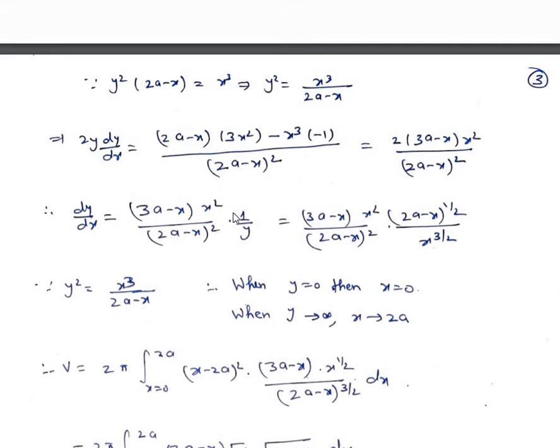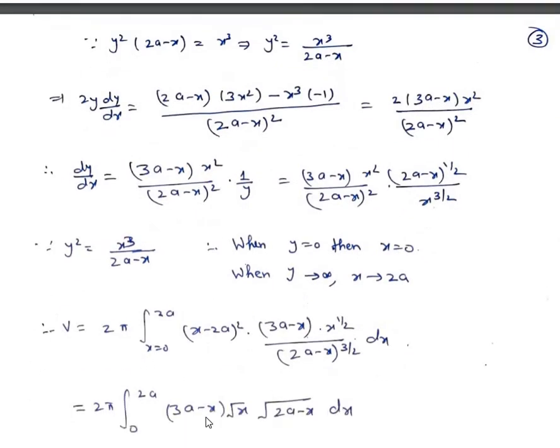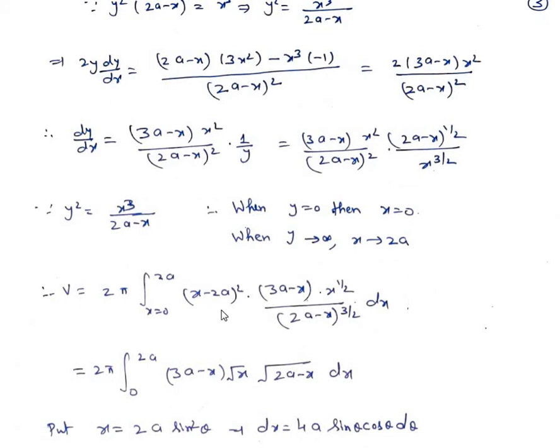So therefore the volume is equal to 2π times the integral from 0 to 2a of (x − 2a)² into dy/dx, which is this one, (3a − x)x^(1/2) upon (2a − x)^(3/2), dx. Now here we got the limits for x. Because y² is x³ upon 2a − x, if y = 0, then we get x = 0. So the lower limit for x is 0, and when y is infinite, then the denominator should be 0. That means x should tend to 2a. So therefore the upper limit for x is 2a.